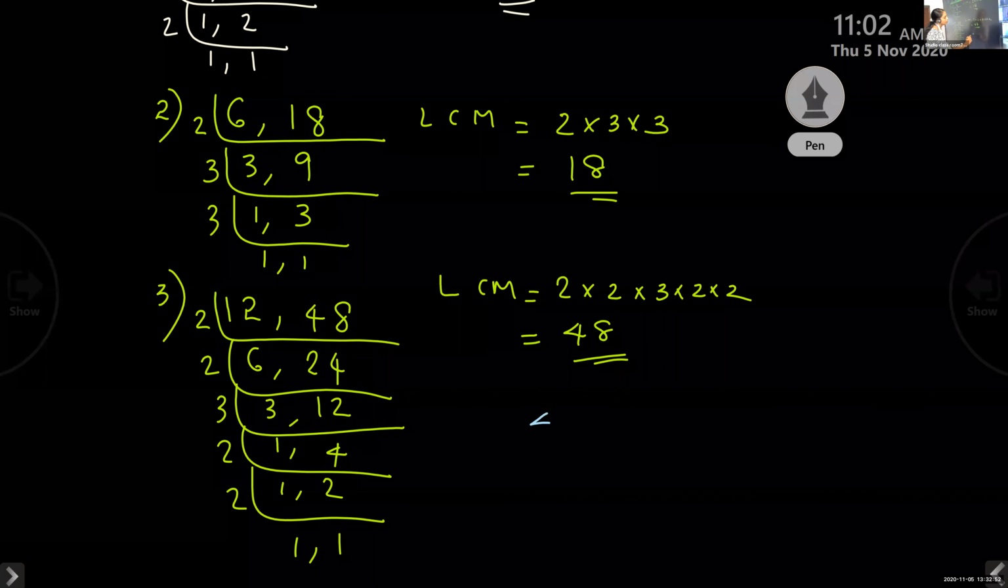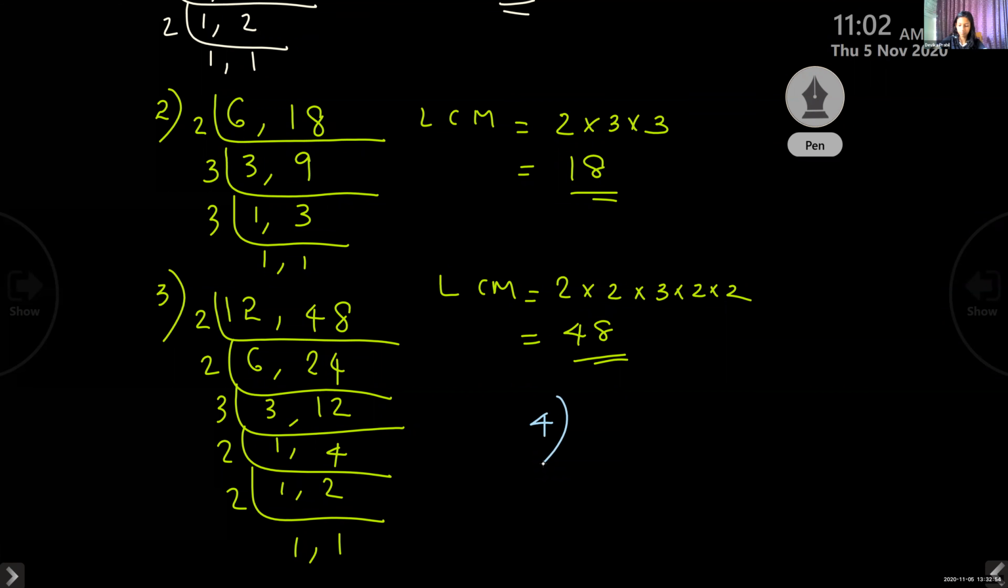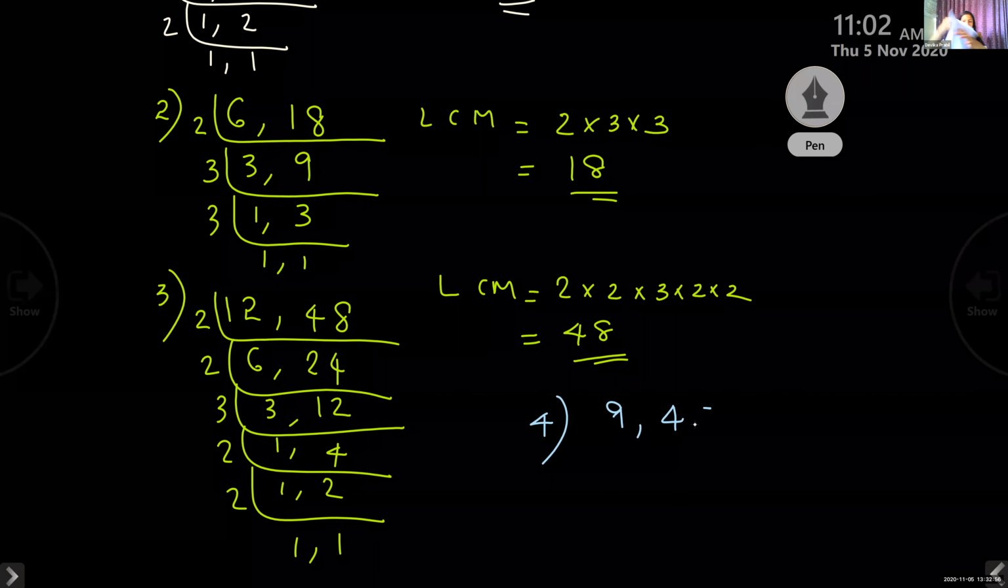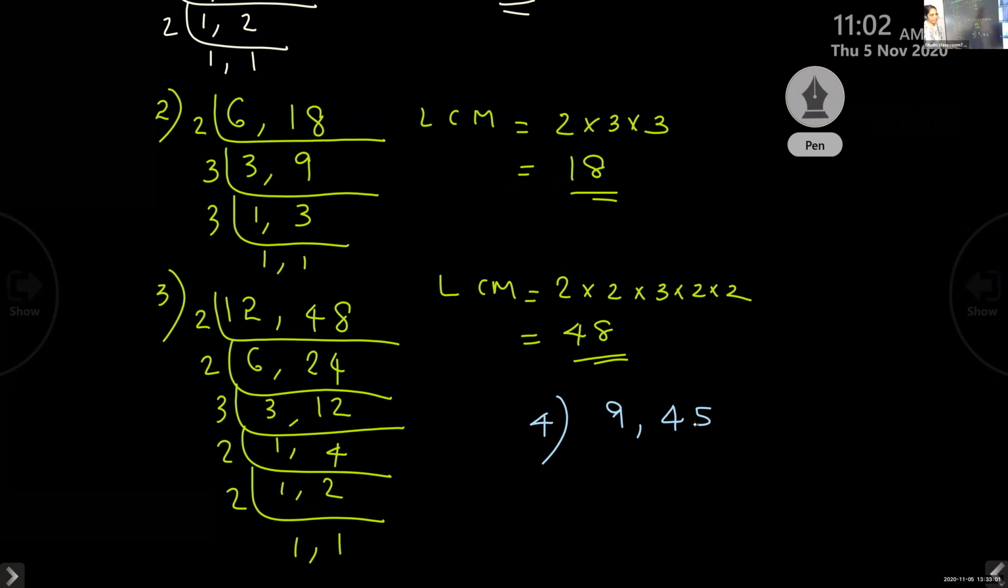Now I'll give the fourth question. Guess the answer and then find it. Both of you, guess the answer. The answer will be 45.